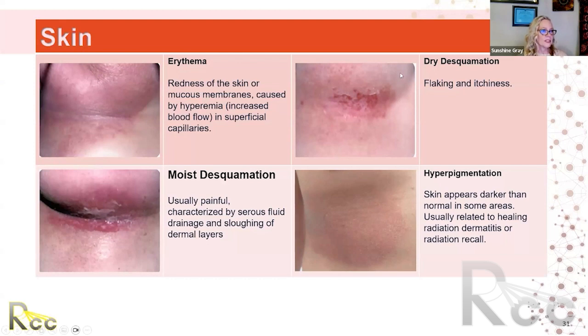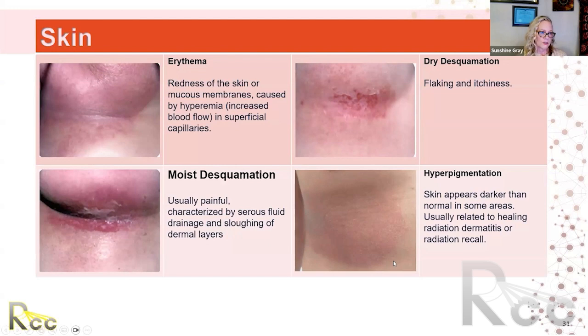And then on the right, dry desquamation with flaking. It's probably itchy. It's almost to the point where there's going to be some of that moist desquamation, but not quite. And we can see that this patient is probably going to progress to moist desquamation. And then moist desquamation here, usually pretty painful, starts to be very tender. There's serous fluid and maybe some sloughing of the dermal layers.